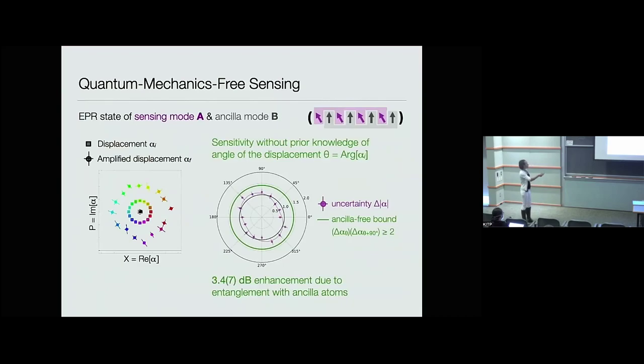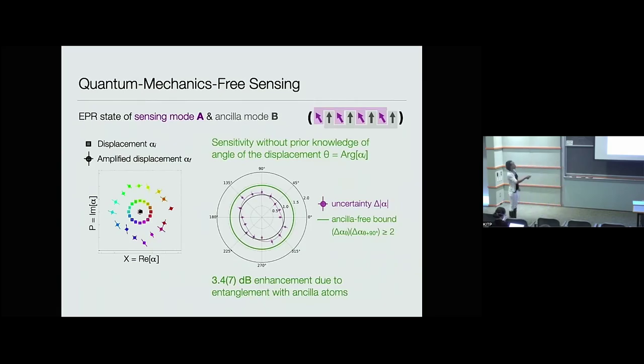The boxes are some initial displacement we applied. The circles are the amplified displacement at the end of the day. And if you examine the signal to noise ratio, we can work out the sensitivity of our measurement as a function of angle in phase space. The green circle is the best you could possibly do without having entanglement with this reference system. And the purple points are our result. This is better in area by a little over a factor of 2 than that ancilla-free bound, the bound of what you can do without the reference system.